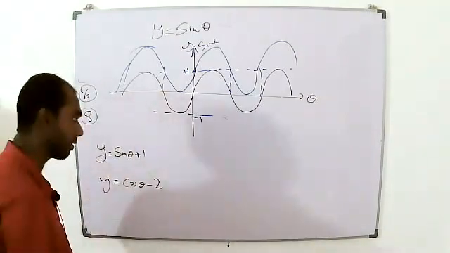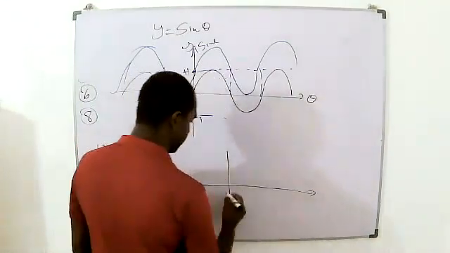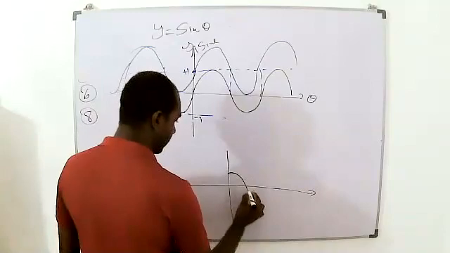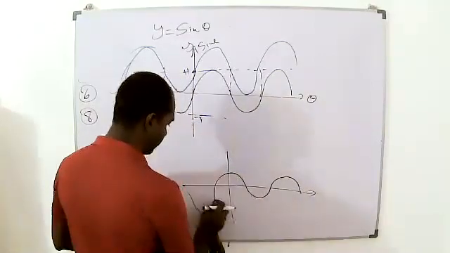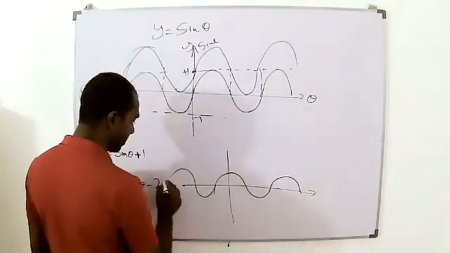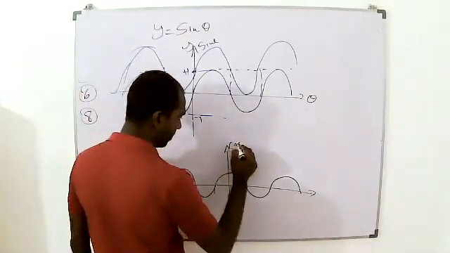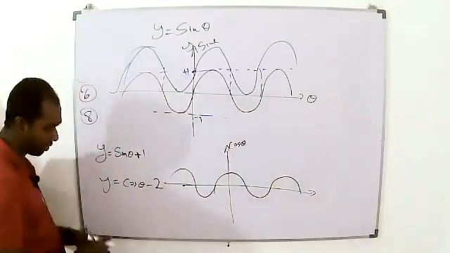what will the graph look like? First, draw the cos theta curve. Then you will understand what to do. The cos theta curve will look like this, no? We have already drawn this a thousand times. This is the cos theta curve, y equals cos theta. So with minus 2, what is going to happen?